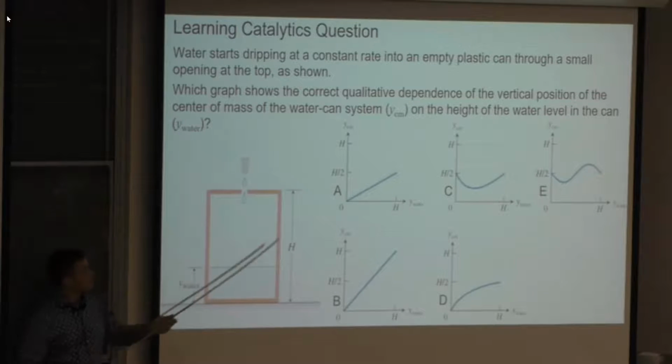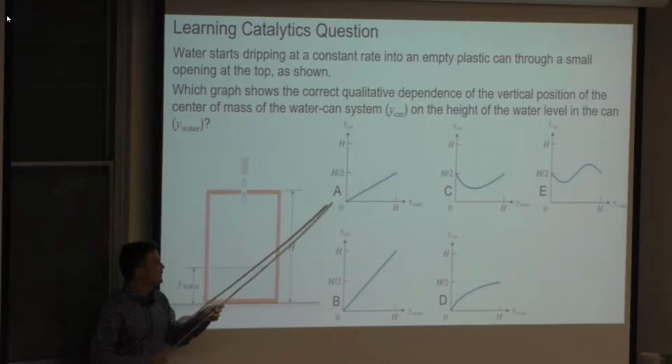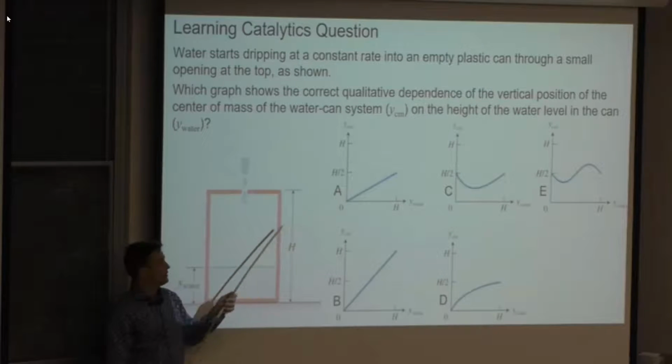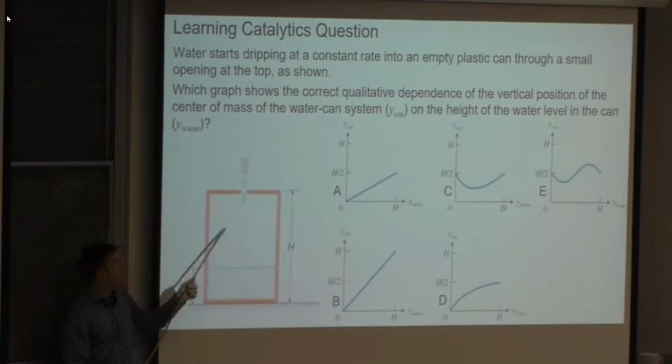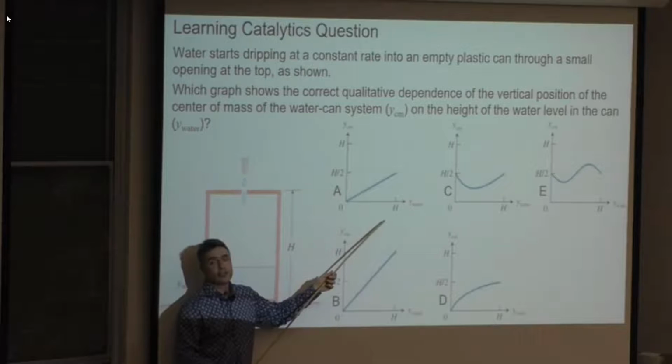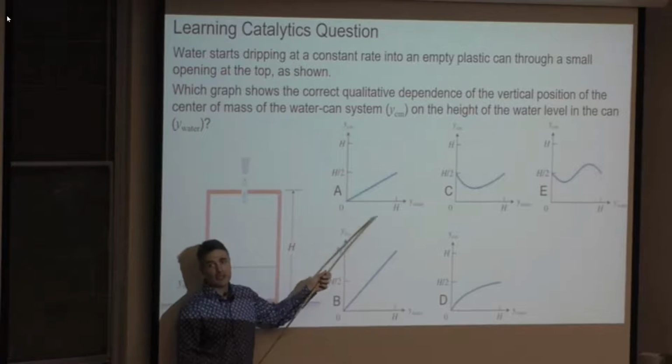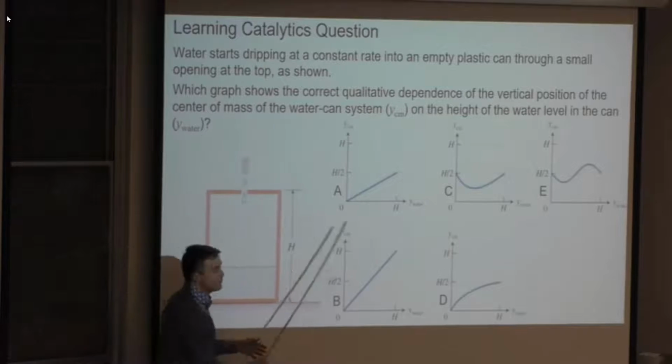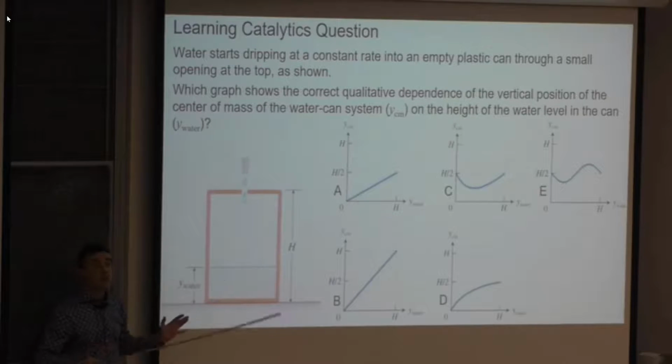The graph is a graph of position of the center of mass of the whole system, which is can plus water, versus the position of the surface of the water. So at the beginning, y water, the surface is at 0. And then you fill it up, you go along the x-axis until the height of the water is equal to h, which is the height of the whole can. So it goes from empty to full. What does the center of mass of that whole object do? One of these 5 graphs is pretty close to the answer, I think, and the other 4 are wrong. Feel free to discuss. I'll give you 2 minutes for that one.